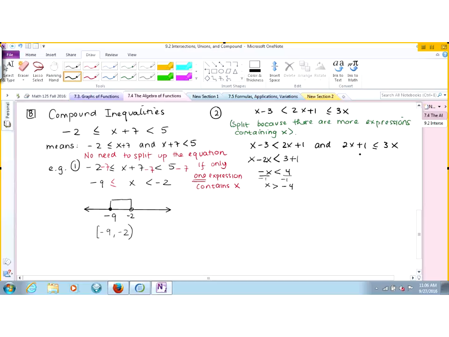Okay, what about this? Let's put the x on the left. Well, actually, it doesn't matter, and then we can just switch it later. Put the x on the right. So this is 3x minus 2x, right? So 1 is less than or equal to x. What does it mean 1 is less than or equal to x?